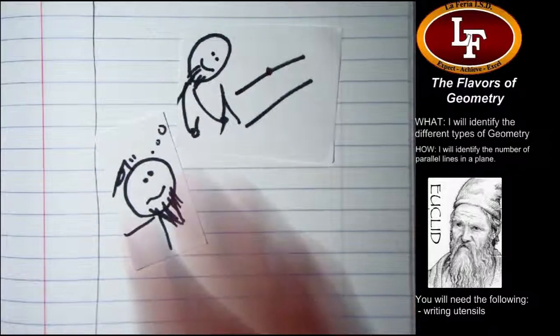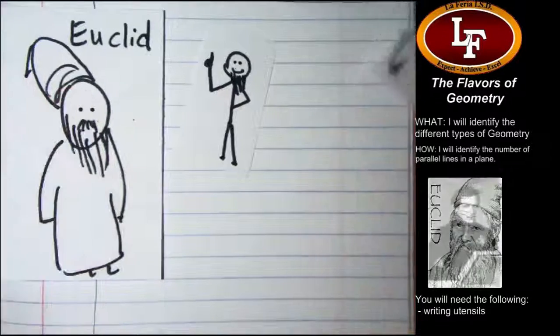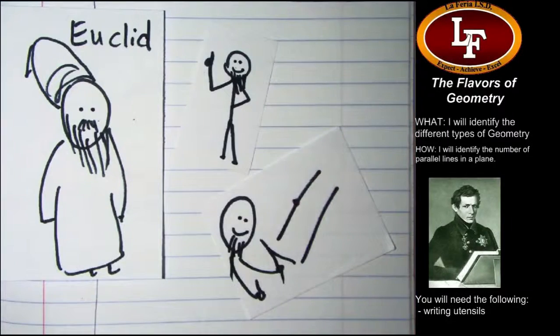And for a long time, everyone was like, awesome, Euclid. We love this. You were amazing. There's one line that's parallel to this other one. We're super happy.